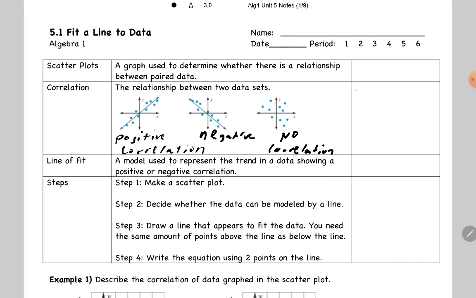And this is very closely related to slope. If you have a positive slope, then you have positive correlation. Negative slope, negative correlation. Line of fit: we try to make a line that goes through basically in between all the points.